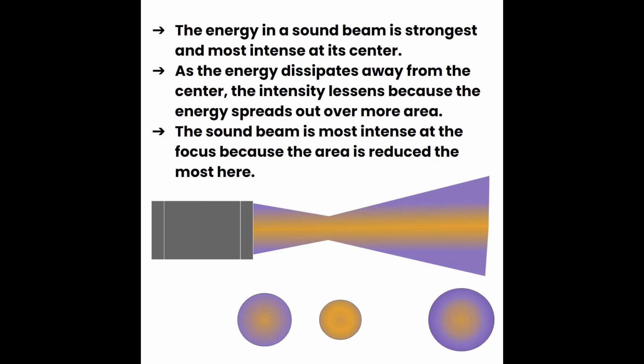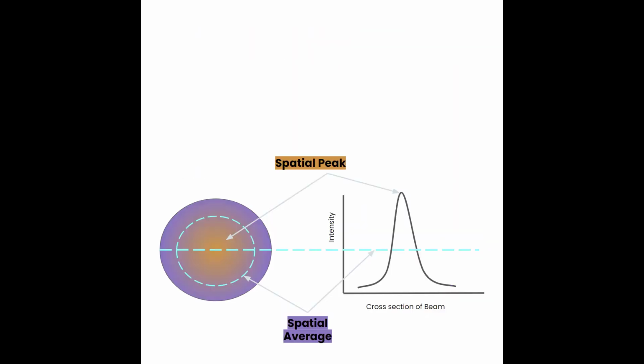And then not only is the beam the most intense at the center of the cross section of the beam, but it's also the most intense at the focus. Again, the focus is where the beam becomes narrowest. It's where the area is reduced the most, which is why we have the most intensity. When we consider how a beam's intensity looks in space, we just need to remember the beam's intensity will vary, be it through the cross-section or down the ultrasound beam.